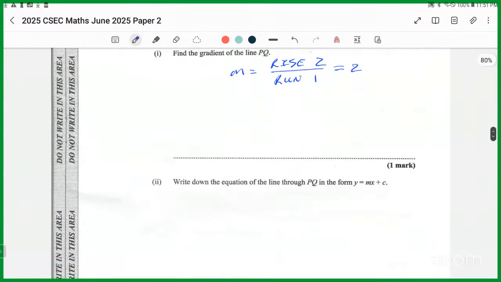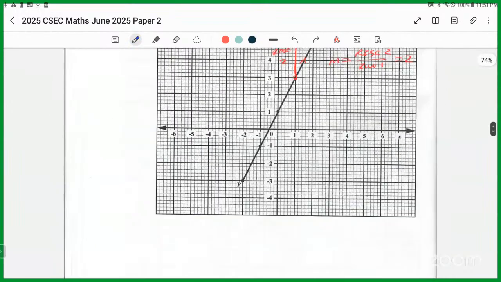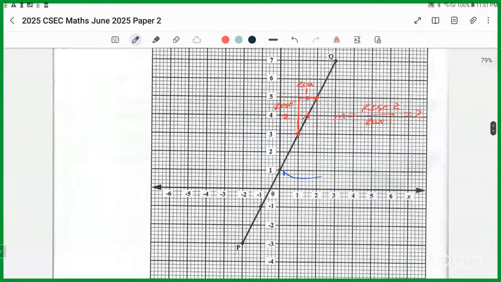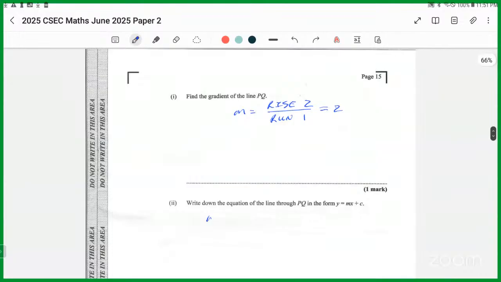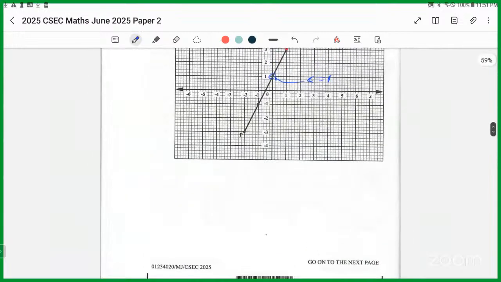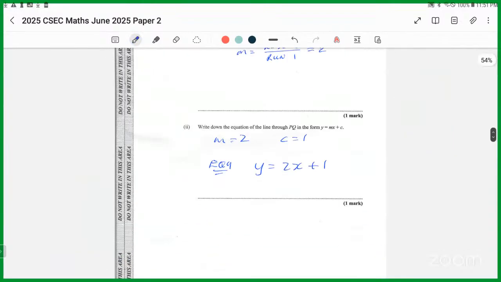Next part says, write down the equation of the line in this form. And we can see the y-axis intercept right here. This is just C right here. C is equal to 1. So we have the M, we have the C, we go to write the equation. So down here, the M is 2 and the C is 1. So it's y equals mx plus c. So the equation is y equals 2x plus 1. See if you have that. Nice and easy. 1 mark for that.